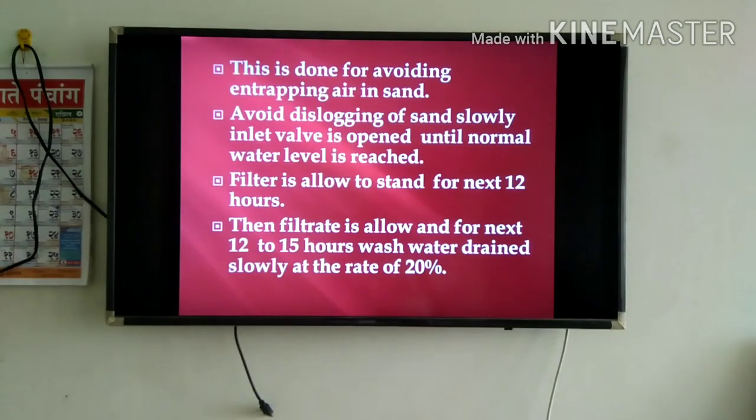This is done for avoiding entrapping air in sand and avoiding dislodging of sand. Slowly the inlet valve is opened until the normal water level is reached. The filter is allowed to stand for the next 12 hours. Then the filtrate is allowed, and for the next 12 to 15 hours the wash water is drained slowly at the rate of 20%.